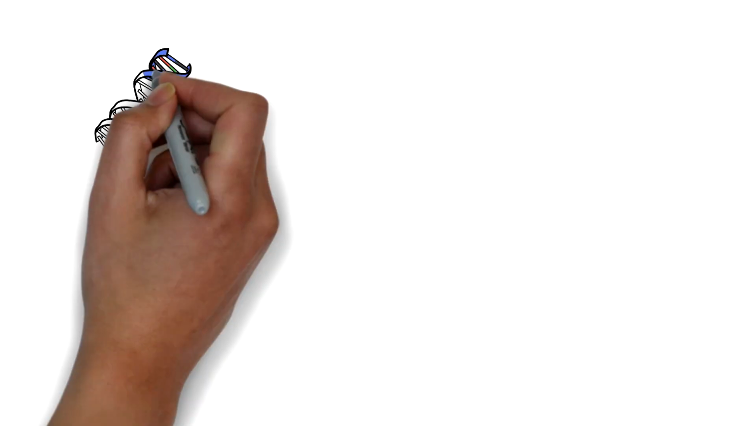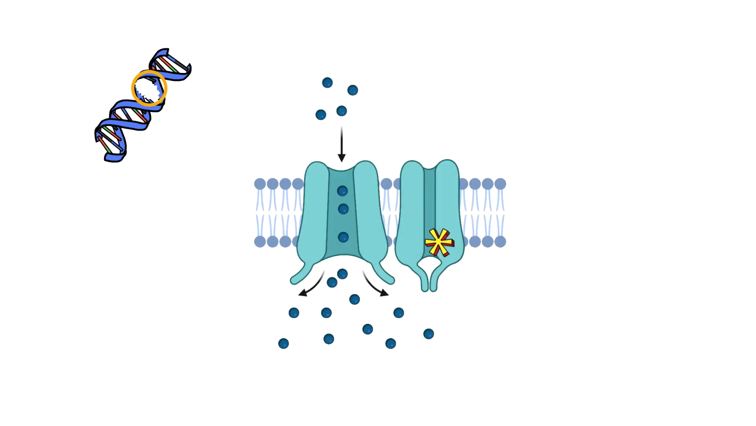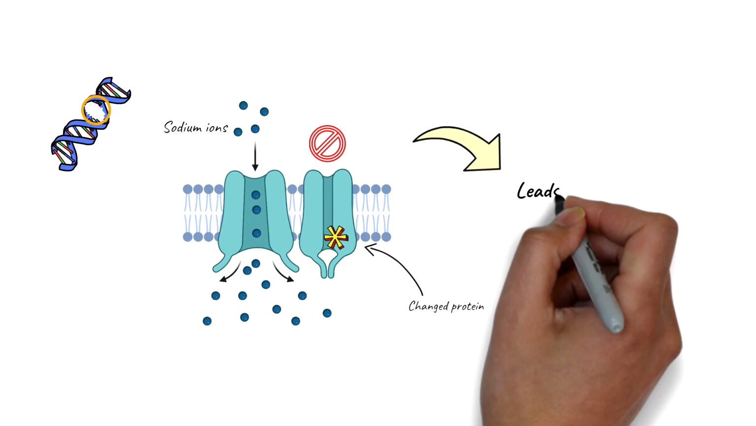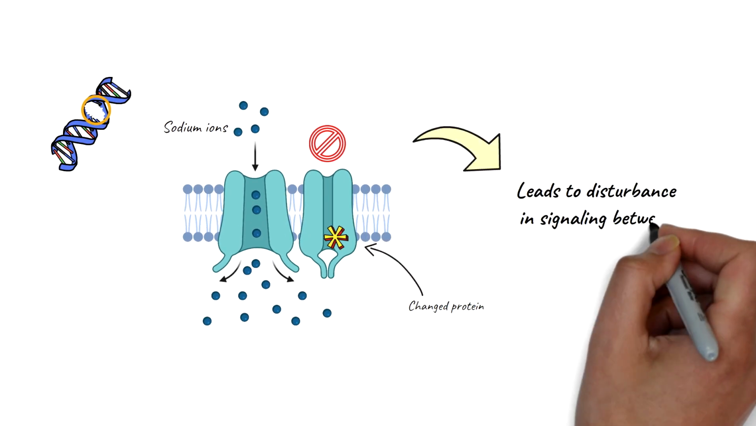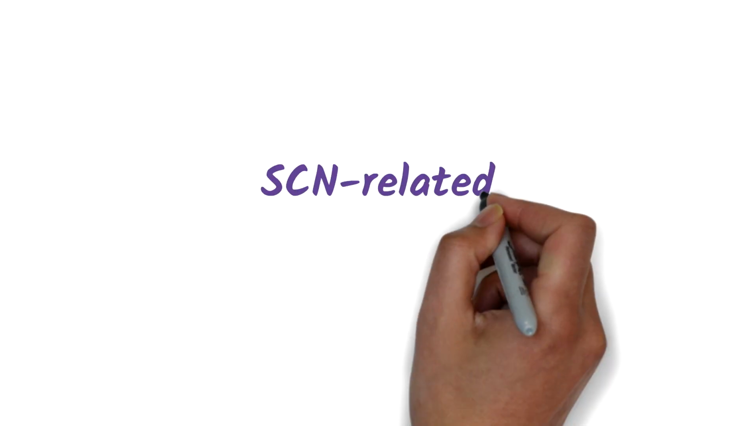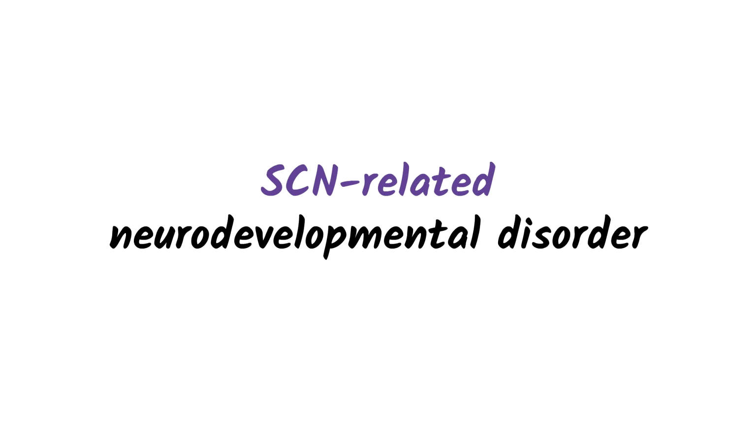When the SCN genes become mutated, meaning they have a disease-causing variant, an improper protein product might be produced. Such an altered protein cannot form a proper voltage-gated sodium channel and might result in an altered ability to let through sodium, leading to disturbance in communication between brain cells. As a consequence, the respective individual can develop an SCN-related neurodevelopmental disorder.